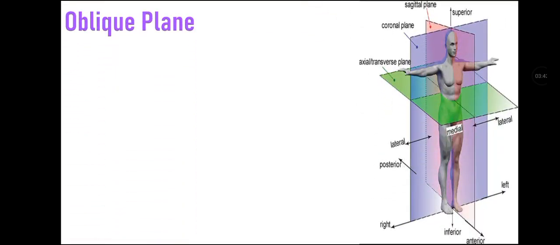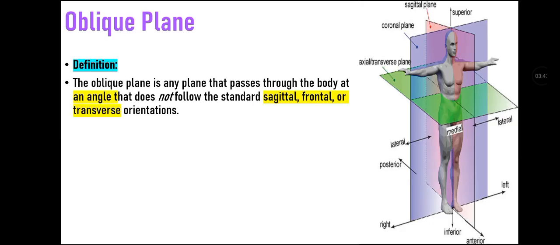Now let's talk about oblique plane, that is also called the accessory anatomical plane. It can be defined as any plane that passes through the body at any angle that does not follow the standard sagittal, frontal or transverse orientation. That is basically the oblique plane.